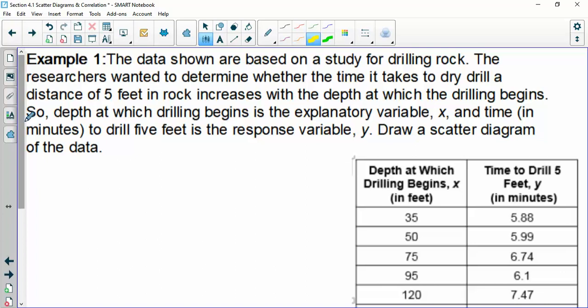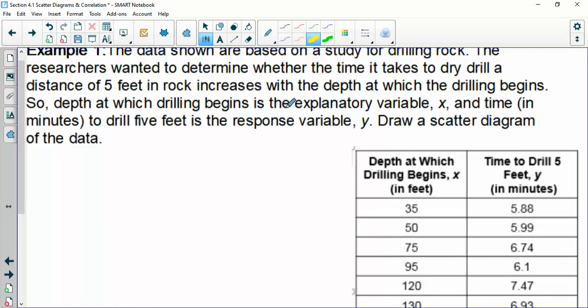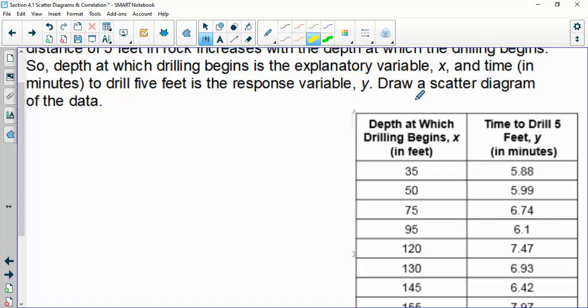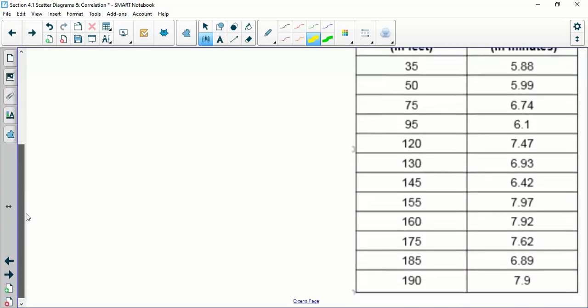I think we may have even used this example for something else previously, but we want to determine the time it takes to drill a distance of 5 feet in rock. We want to see if it increases with our depth. So here's our X and here's our Y. We are going to put this in our graphing calculator. You are going to put all of your X's in L1 and all of your Y's in L2. Now, it is a little more important how we put these in. If you skip a value, you can't just put it at the end because now these are essentially ordered pairs. So you have to make sure they line up.